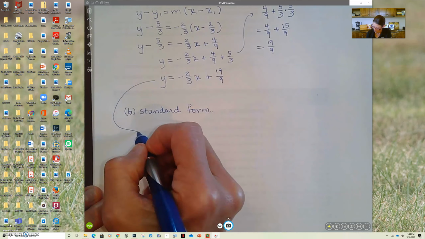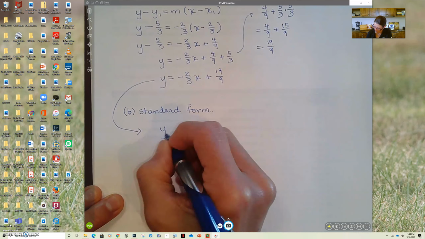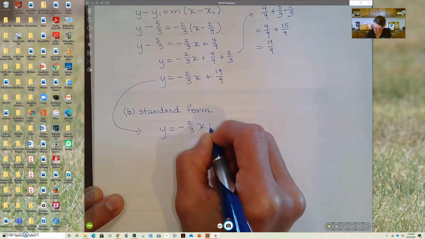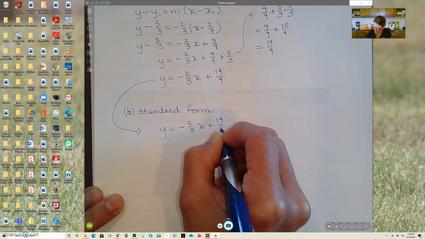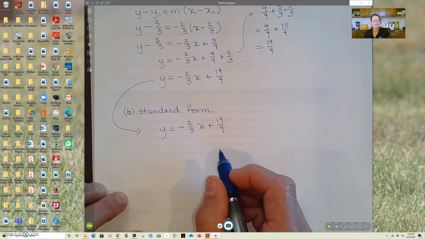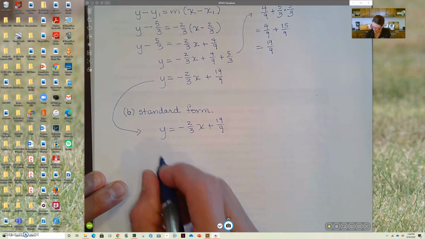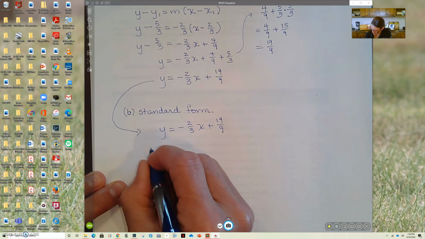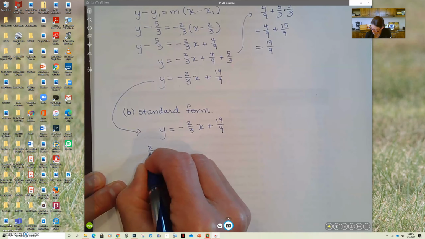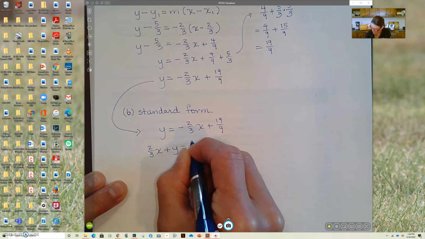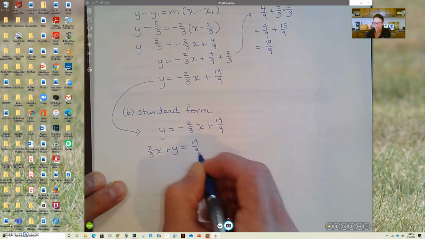So just bringing that on down, y equals -2/3 x plus 19/9. Standard form has your x and y terms on the same side, so let's add 2/3 x to each side. That's going to make, on our left-hand side, a positive 2/3 x plus y is equal to 19/9.